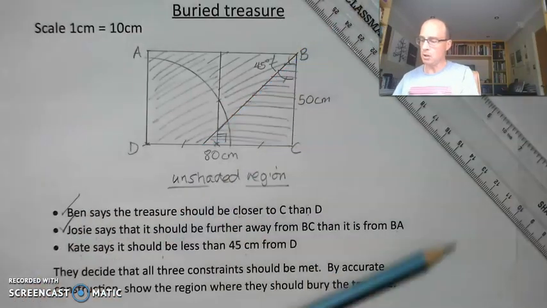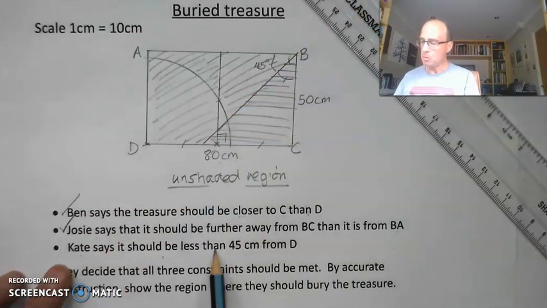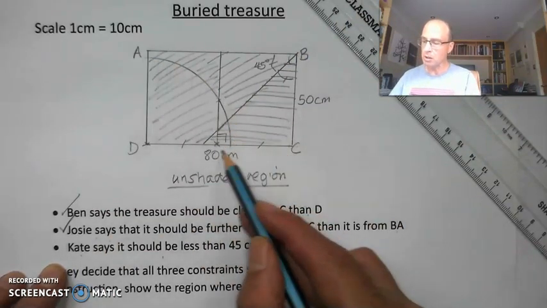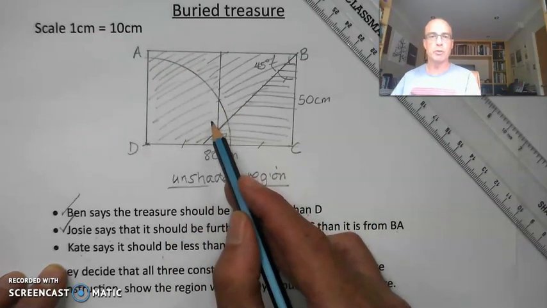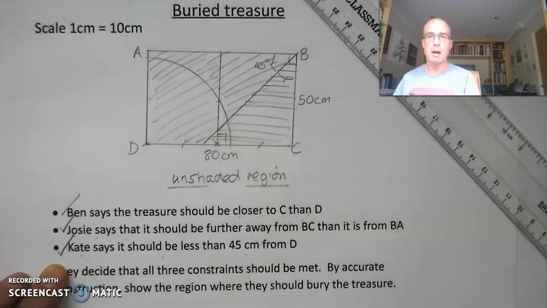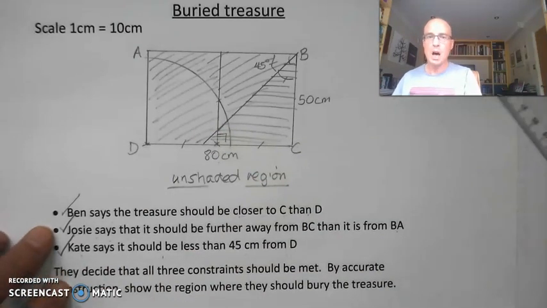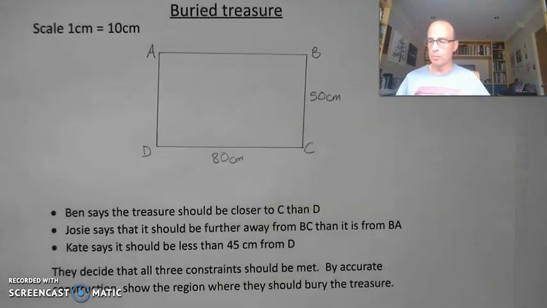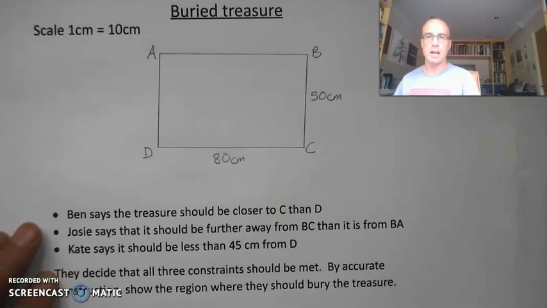So that's looking good. Kate says it should be less than 45 centimetres away from D, so anything inside that circular arc is going to be closer to D than 45 centimetres. So we've met Kate's condition and we've met all three. Okay, let's have a go at the accurate constructions. We know what we're aiming for. Let's see if we can do our constructions accurately.